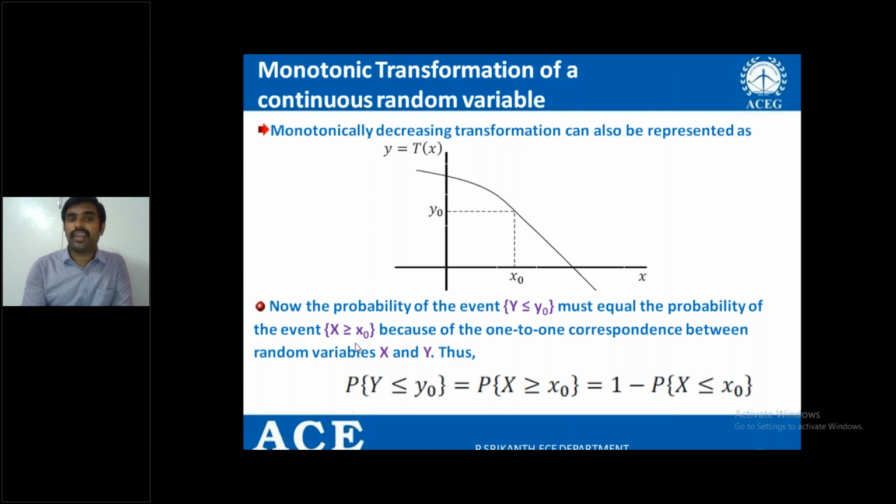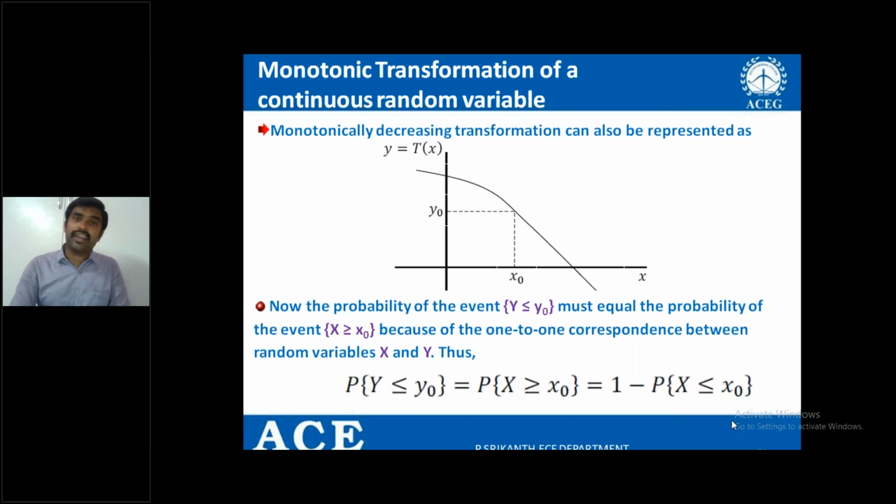Not only this, if I take any element x1, then the probability of y less than or equal to y1 is equal to the probability of x greater than or equal to x1. In other words, you can also write it as 1 minus the probability of x less than or equal to x1 for representing the new element y1. For y0, 1 minus the probability of x less than or equal to x0. Just observe the change between the monotonically increasing transformation and the monotonically decreasing transformation.